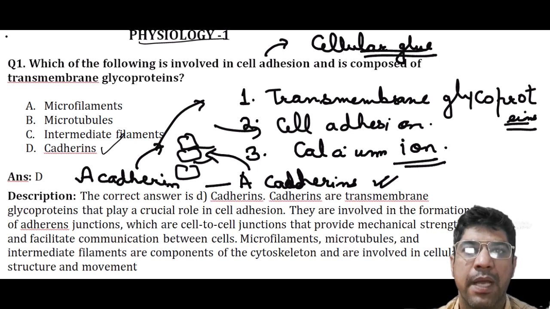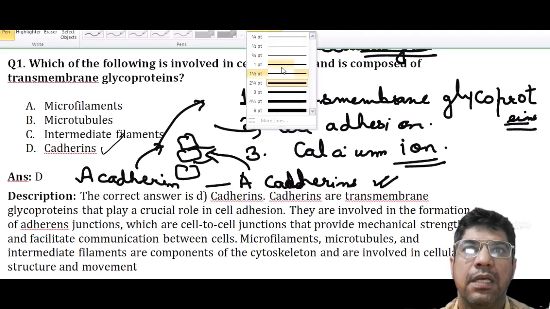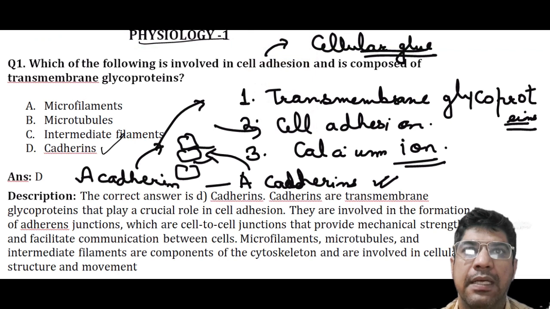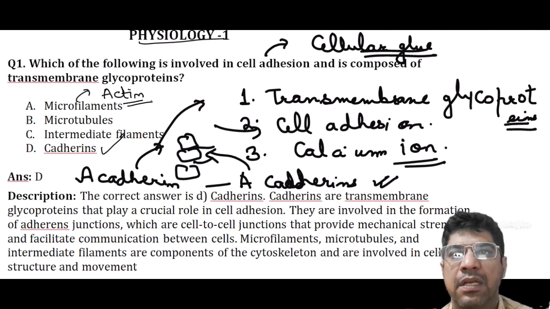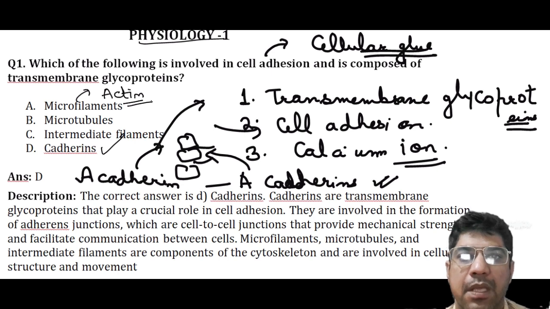Whereas the other option, microfilaments, are composed of the protein actin. They play a role in cell structure, cell movement and cell division. The microfilaments are involved in processes like muscle contraction, cell motility and maintenance of the cell shape.